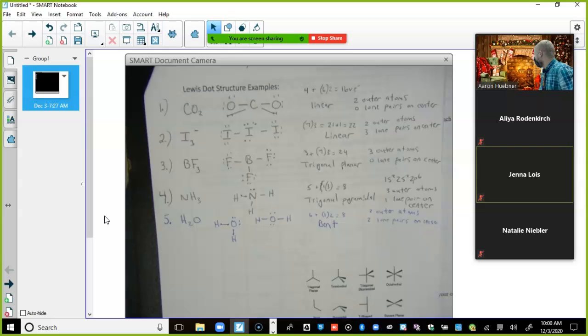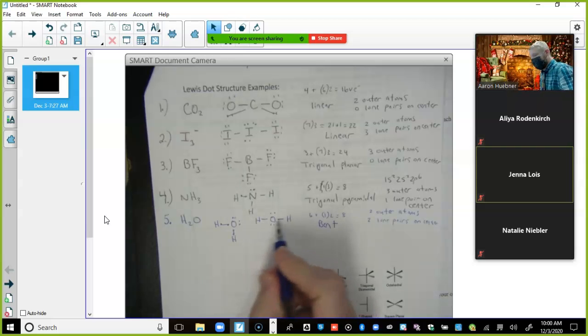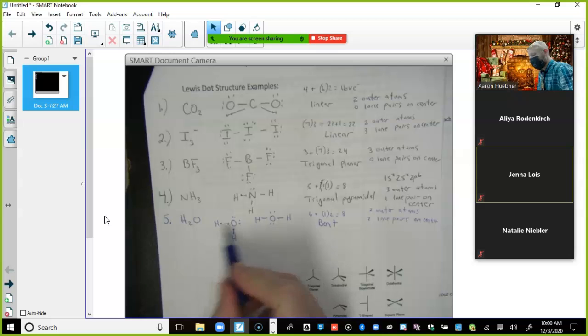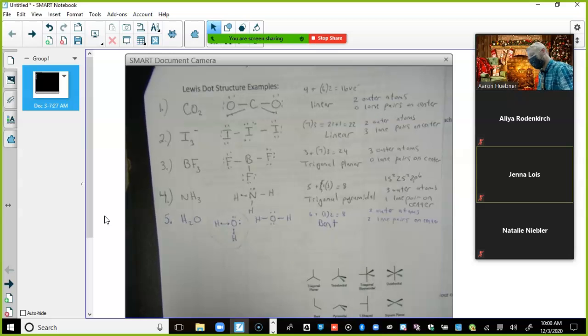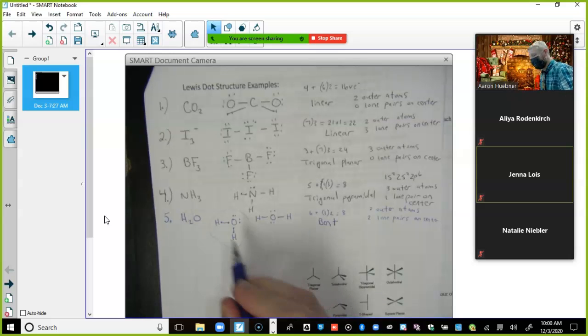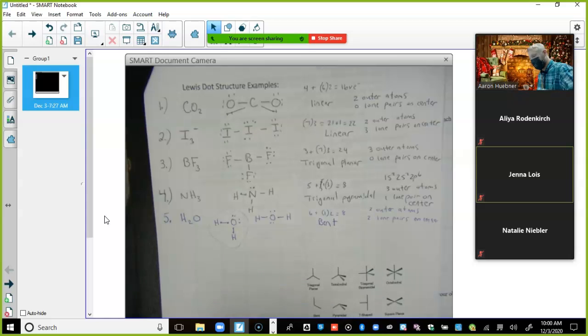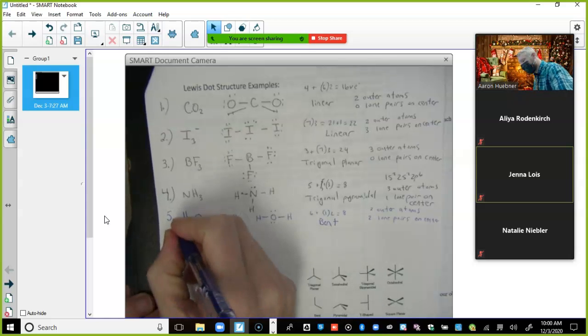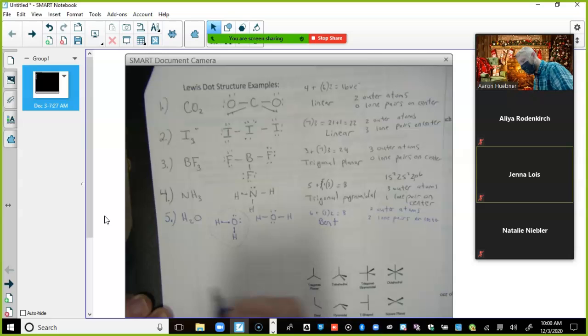Alright, it doesn't look bent, it looks kind of linear, so you're going to want to show it like this one when you do it. So it turns out like this, to show that it isn't bent. Alright, let's do another form of bent.